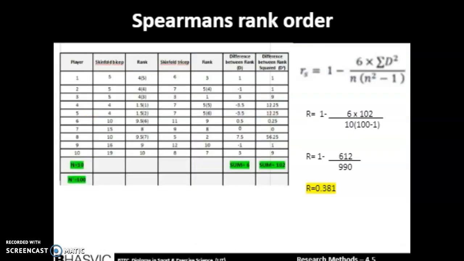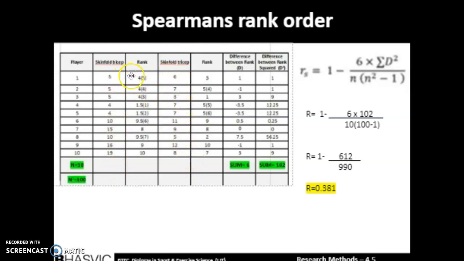Right, we're moving on to the next test. This would be done with non-parametric data. This is the Spearman's rank order test. So we'd start off with participants. So here we've got 1, 2, 3, 4, 5, 6, 7, 8, 9, 10. 10 participants, so n is 10. We then square n, which is 100. So we're looking at the skin fold, bicep and tricep again. So we've got the same data as before.